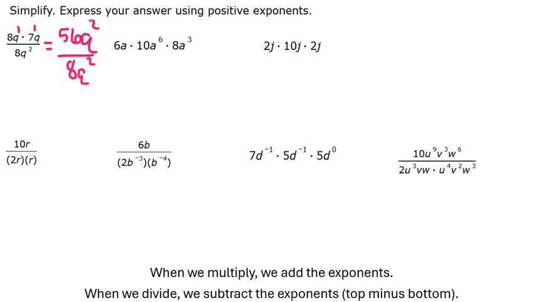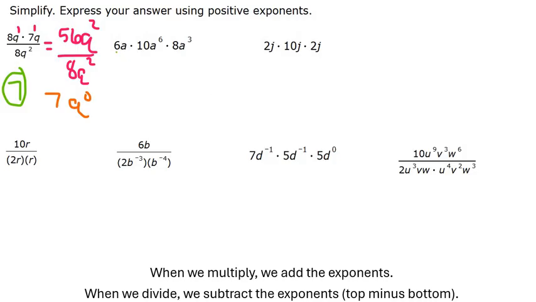And now when we subtract the exponents, q to the second divided by q to the second, 2 minus 2 is 0, so you have q to the 0 power. And 56 divided by 8 is 7. And anything to the 0 power is going to be 1 in this class. So we're just going to have 7 for our answer.